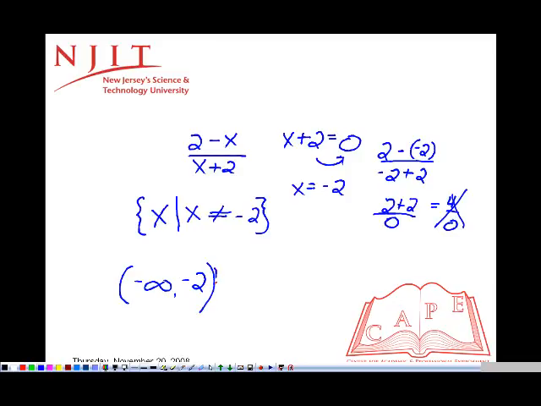We write a U here for union, and then on the right side, every number above negative 2 is also a possible solution. Therefore, we start with negative 2, and it can go all the way to positive infinity. Close parentheses. And that's the way of writing the domain in terms of what we can use as x.